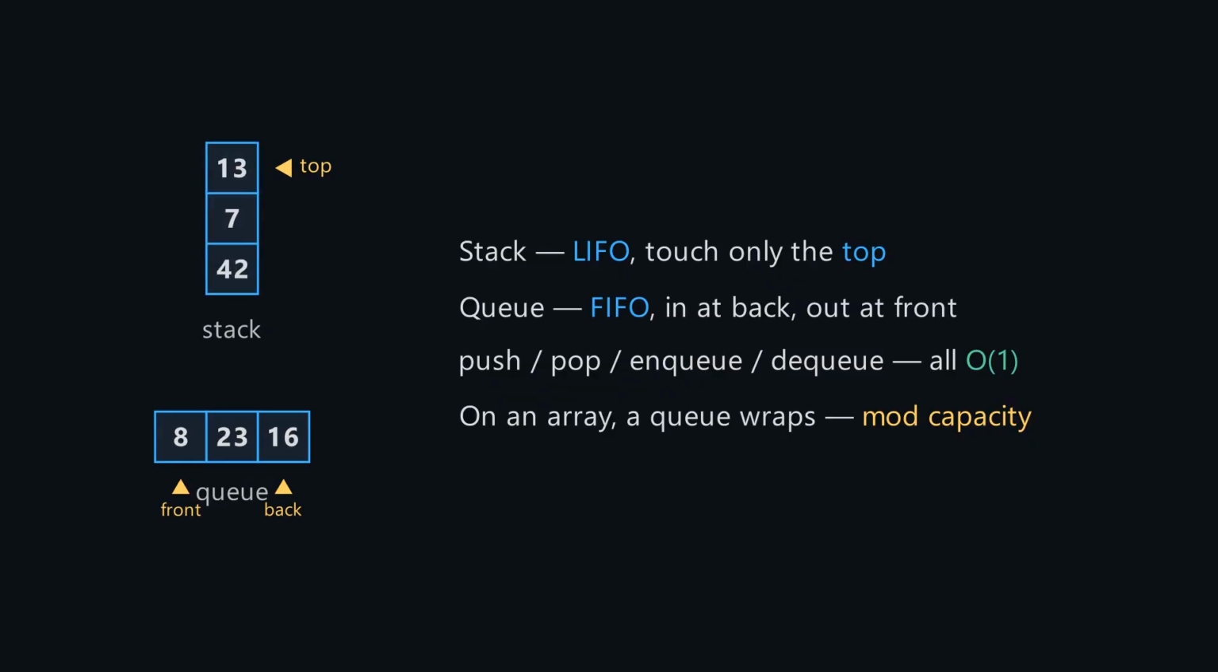You'll spot stacks behind the call stack, behind undo, behind depth first search, and queues behind schedulers, buffers, and breadth first search. In fact, the only difference between those two searches is whether your to-do pile is a stack or a queue. Swap the container, and you've changed the entire algorithm. And remember the whole thesis here. Neither one is new storage. They're just rules, layered on the structures you already built.